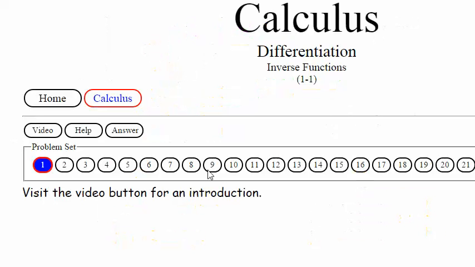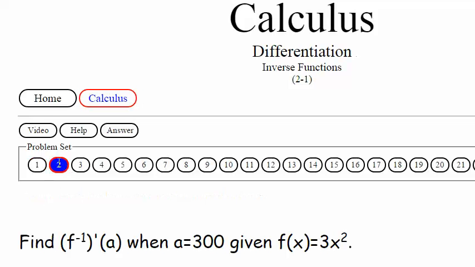Let's go back to this problem right here where we're given a. Remember, we're given a, and we're given f of x. So what we're going to do is take b and plug it in. So we're going to have 3b squared. We set that equal to 300 and then figure out what b needs to be for that to be equal to 300. Then we just take the derivative of this and plug that b into it, and then it's 1 over that, and that's what this is going to be equal to. It's not that bad, I promise.